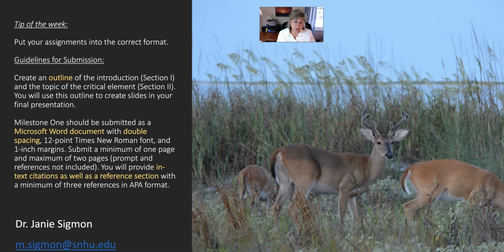All right, and tip of the week is always to put your assignments in the correct format, which I already have mentioned, but I will emphasize it. Create an outline for your introduction. This is part of the guidelines and rubric for milestone 1. I just copied sections of this. You will use this outline to make your slides for your final project in week 7.